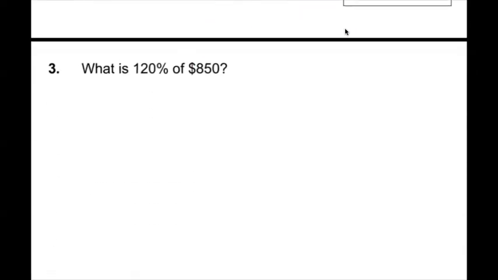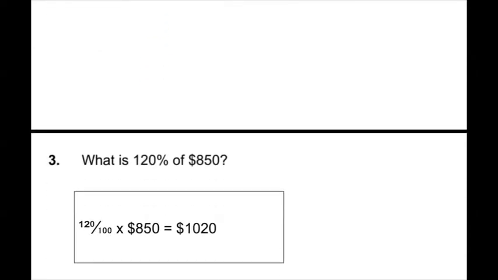Next, question number 3. This question is about percentage. What is 120% of 850? In order to solve this, you need to be able to convert your percentage to a fraction. 120% is 120 out of 100. Now, of, as you know, means multiply. Therefore, to solve this question, you just need to take 120 out of 100, multiplied by 850.